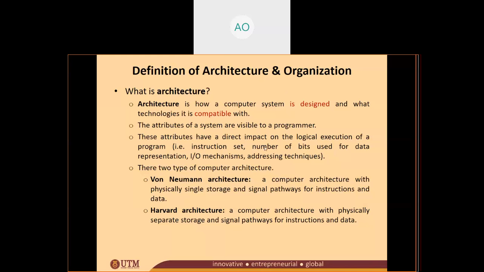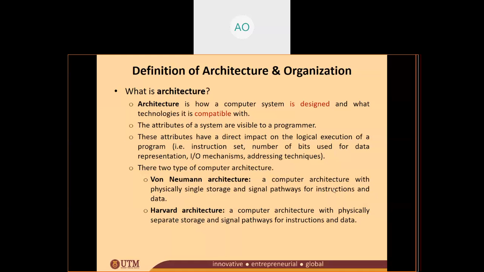Alright, so the attributes of a system are visible to a programmer. This means that architecture is how you are going to design a computer, and at the same time you want to see what technology is compatible with your computer design. The programmer can see the attributes of the system. These attributes have a direct impact on the logical execution of a program, such as the instruction set. To write programs, you need to know what instruction set is available.